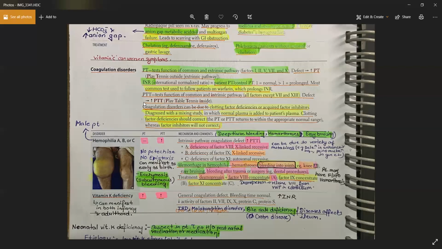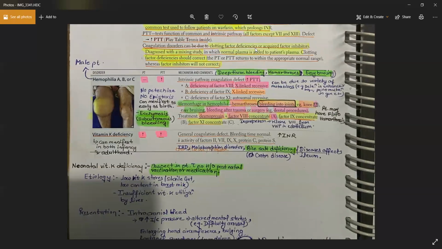Then you have the PTT, which will measure the common pathway as well as the intrinsic pathway, except factor 7 and factor 13. This factor 7 is for the extrinsic pathway, not for the intrinsic pathway, right? So you won't get any defect in the factor 7 pathway, right?